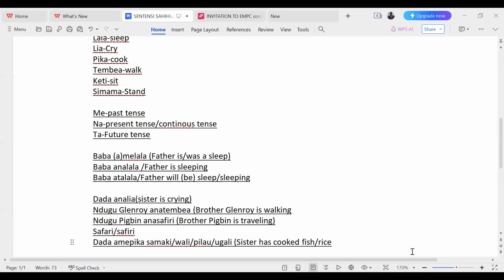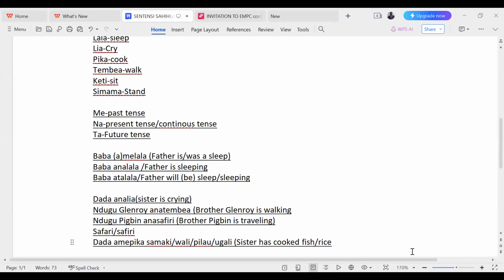Either "amepika malenge", "amepika nduma", "amepika viazi vitamu", or anything like that. So here we move away from just the simple sentence of "Dada amepika" to add something a bit like "Dada amepika nini", "amepika samaki", "amepika wali", "amepika pilau", "amepika ugali", you see, all those sorts of things.